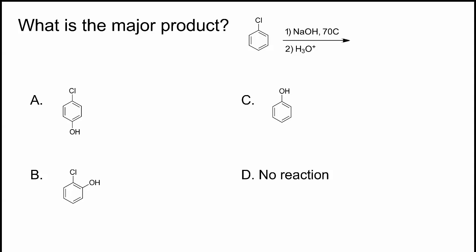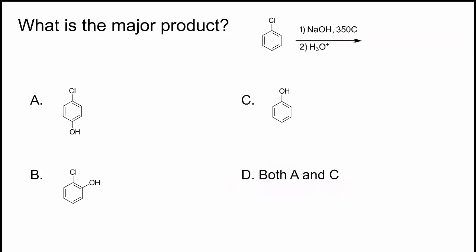All right, we have no reaction here because there's no electron withdrawing group on the ortho or para positions there. So that one will be a no reaction. What if we have the chlorobenzene and we treat it with sodium hydroxide at 350 degrees?